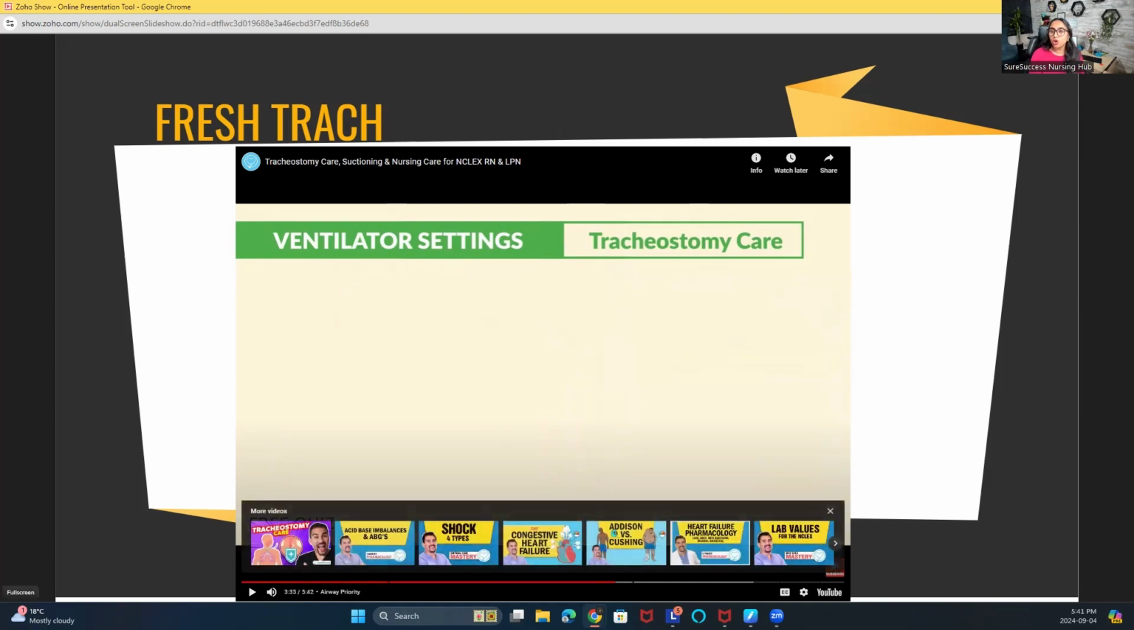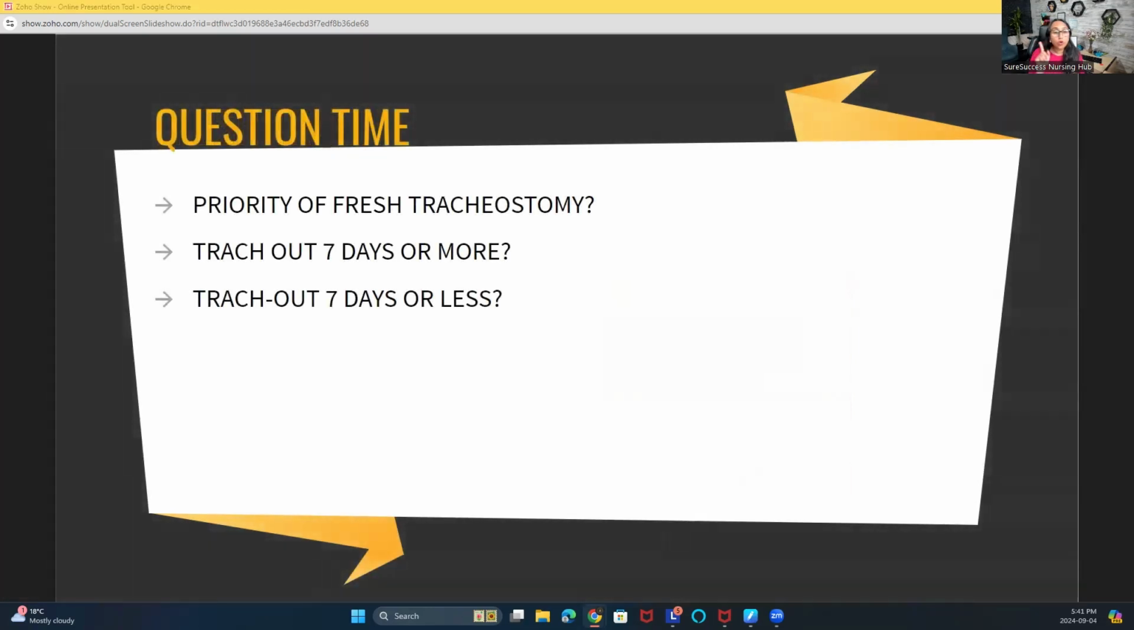Okay, so this is all I wanted to tell you. So do you have any question? I hope you understand. So what is the priority of a fresh tracheostomy? Airway. And how to maintain the airway? By checking the tightness. Yes, the tightening of the ties.